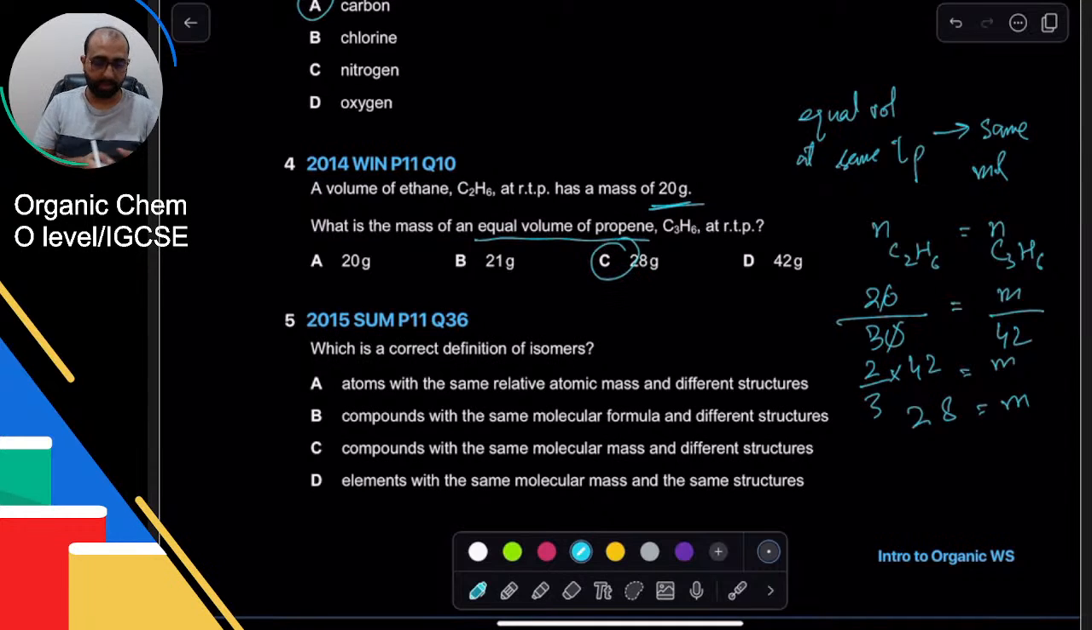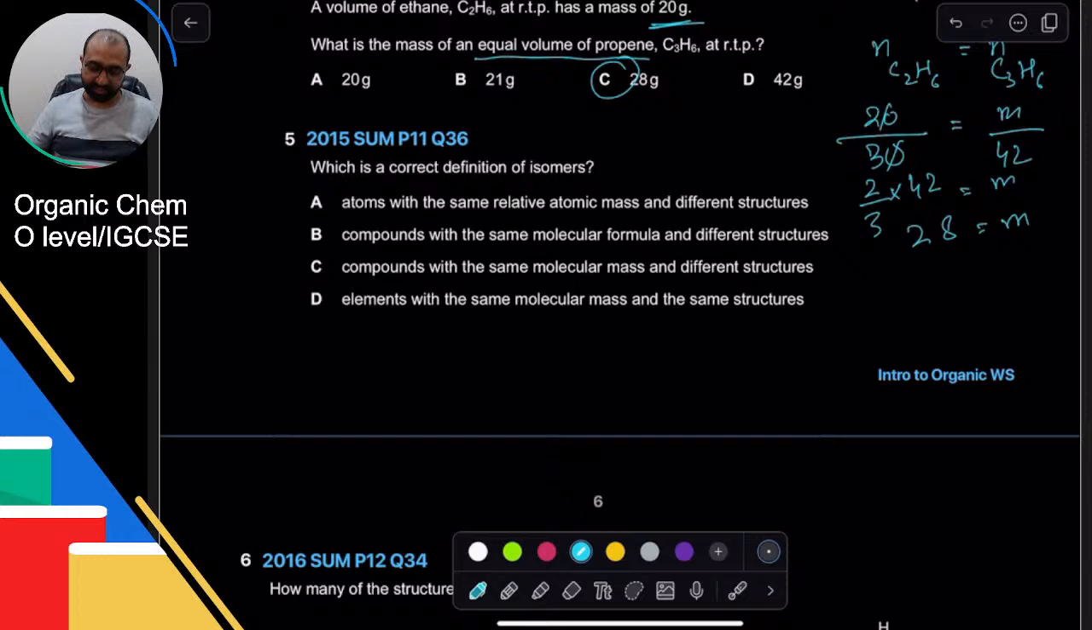Let me just confirm from the calculator. That's 28. So, okay Hassan, good for you. Champion hai aap. Okay. Which is a correct definition of isomers?